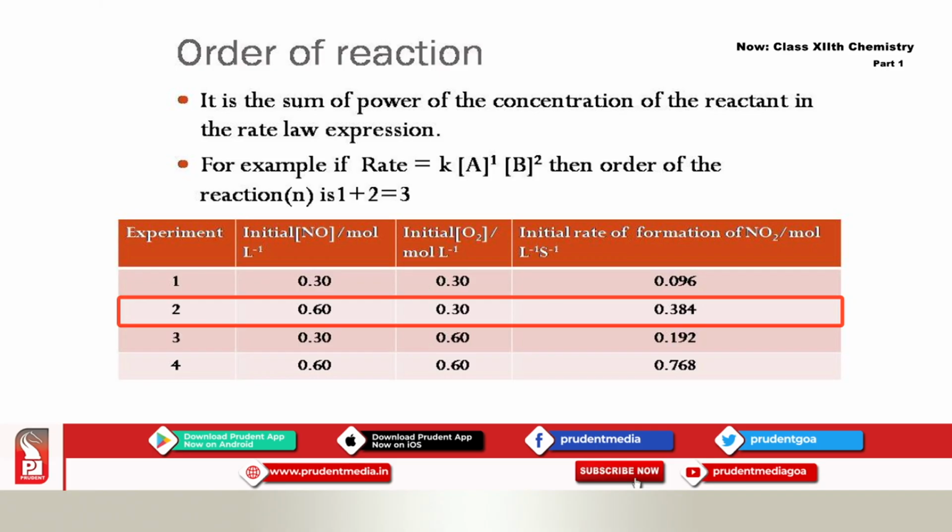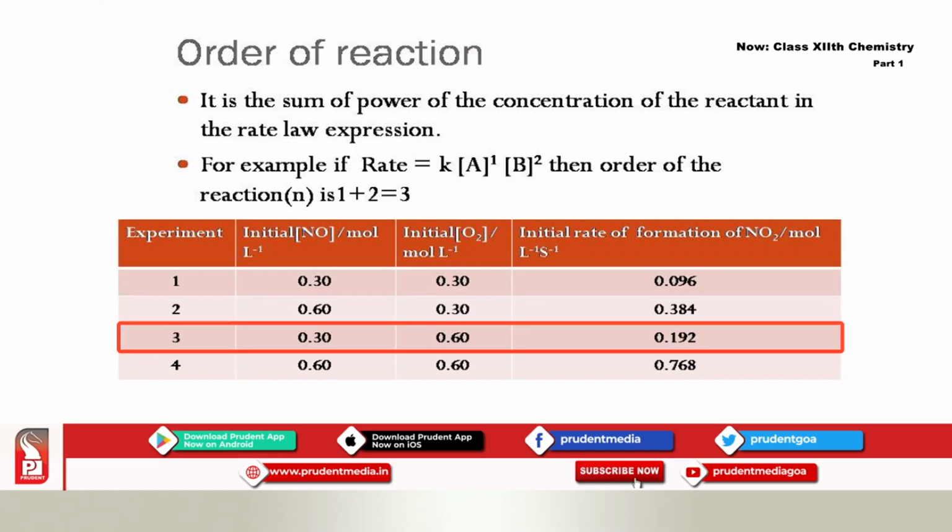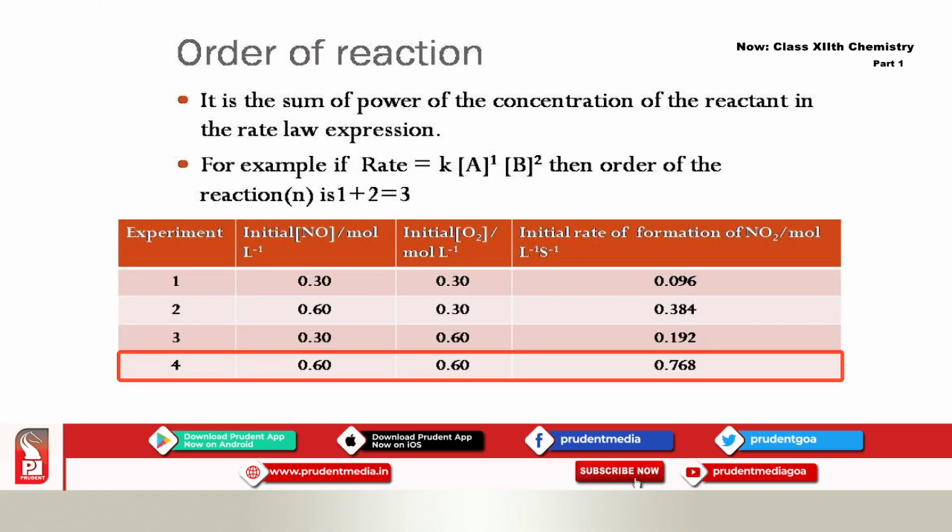In the second experiment, the concentration of nitric oxide is changed from 0.3 to 0.6. So, this is a separate experiment. The same reaction, but there are 4 different experiments carried out. In the second one, we have 0.6 moles per liter of nitric oxide. It has almost been doubled the concentration, while the concentration of oxygen is fixed. It's 0.3 only, and the rate is changing from 0.096 to 0.384. In the third experiment, the concentration of nitric oxide is 0.3, oxygen is 0.6, and the initial rate is 0.19. And there is a fourth experiment again with different concentrations of nitric oxide and oxygen.